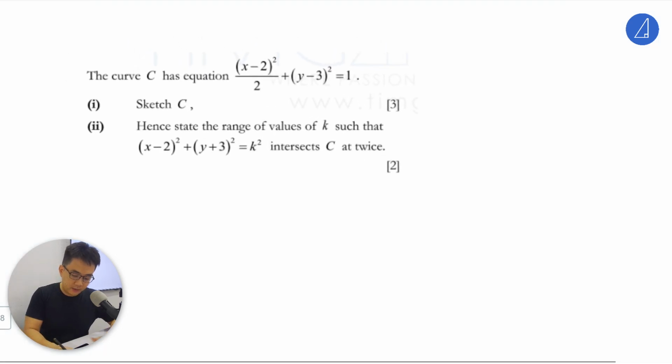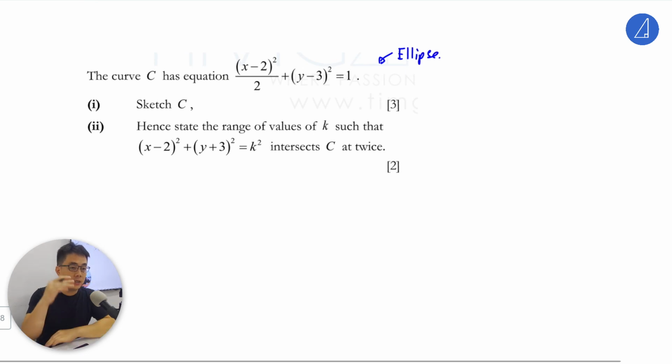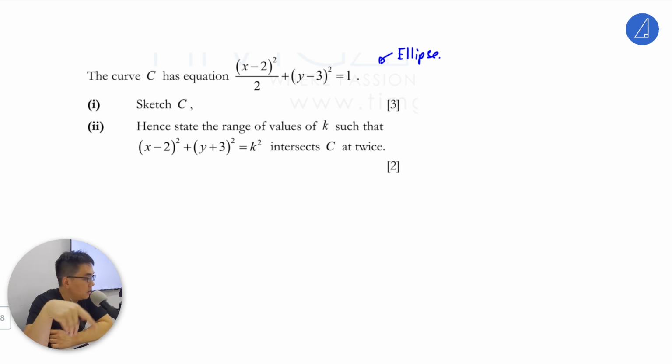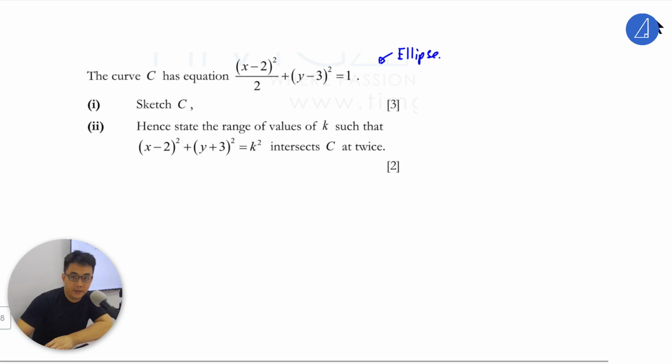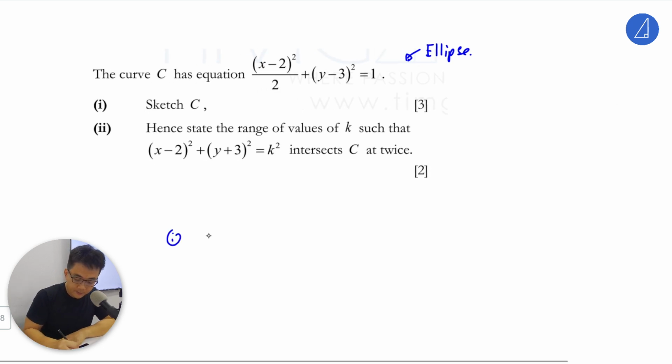Okay, usually what I'll say is, this is definitely an ellipse. Once you see an equation, you must pinpoint what shape it is, because the coefficients of x squared and y squared are of the same sign but different value. It's definitely an ellipse. So the center is what?